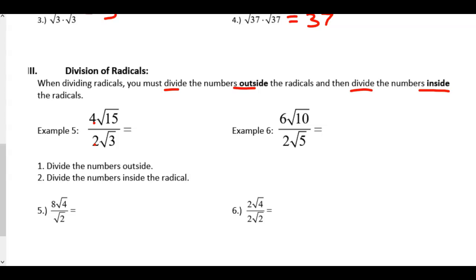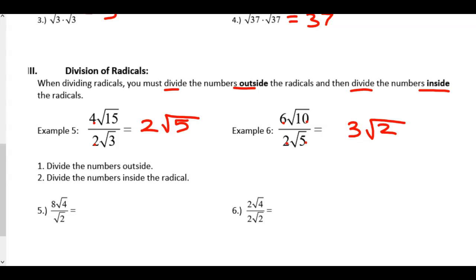4 divided by 2 is what? 2. Square root 15 divided by 3 is what? 5. That's it. You're just dividing square roots. Dividing the numbers in front. Okay, 6 over 2 is what? 6 divided by 2 is 3. And what's 10 divided by 5? 2.